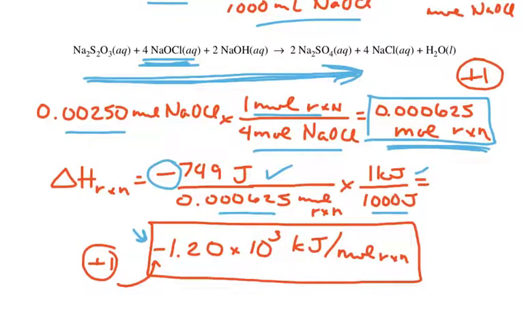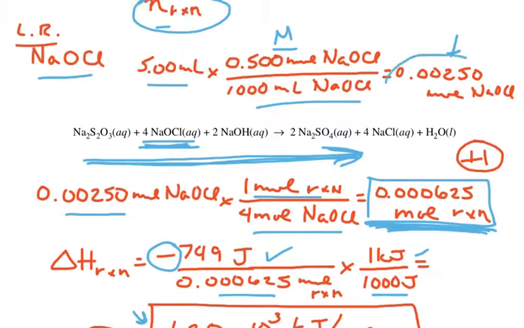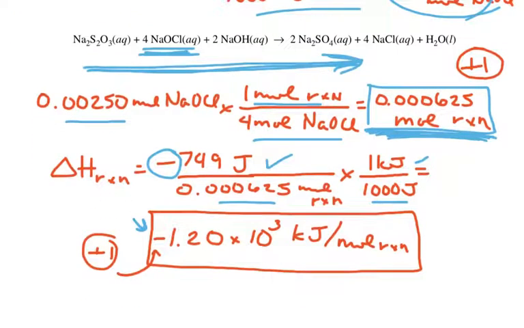So the 2 points on this part of the problem are for getting to the correct moles and for including the negative sign. A really common mistake here was to use this number of moles, okay, then you didn't get that point because you didn't change it to moles of reaction. But if you at least had the negative sign, you got 1 of the 2 points. If you forgot both, then you're kind of in trouble.